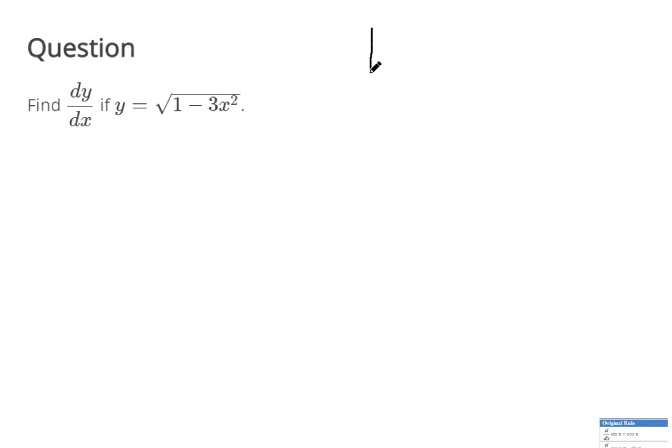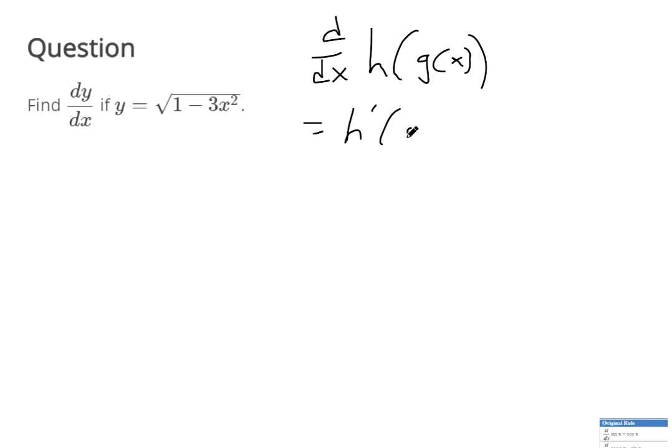If you haven't seen the chain rule before, the simple version is that if you have a function that could be composed of another function, then the derivative is found by evaluating the derivative of the outermost function, it's h prime, with the innermost function kept the same inside of it. But then you chain on the derivative of the innermost function. So there, that's the chain rule.